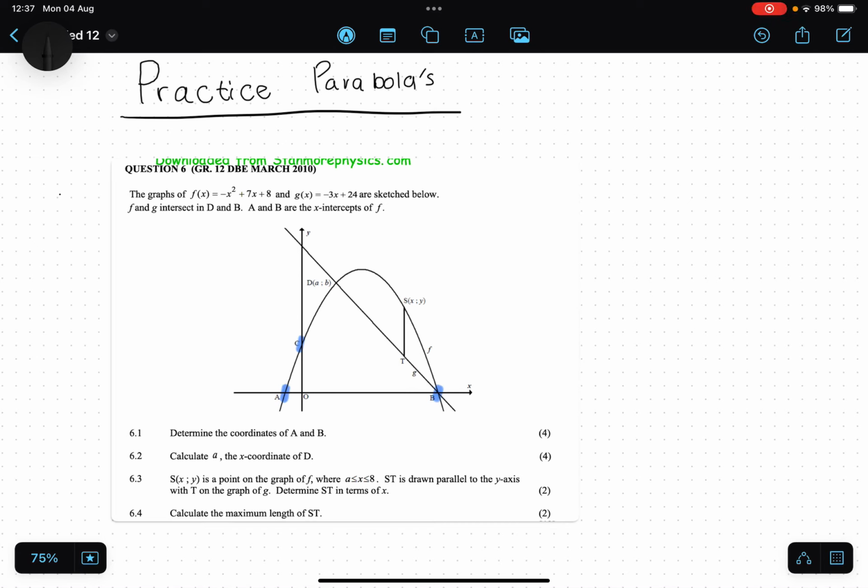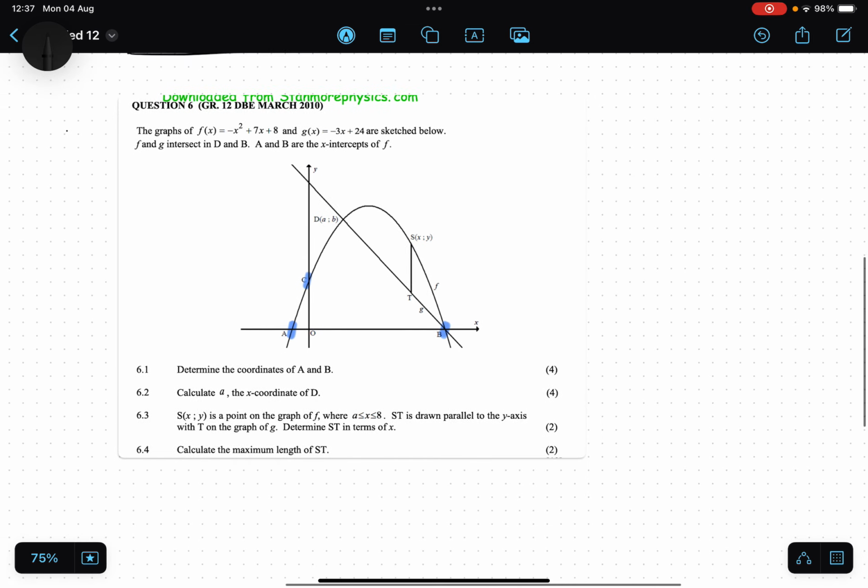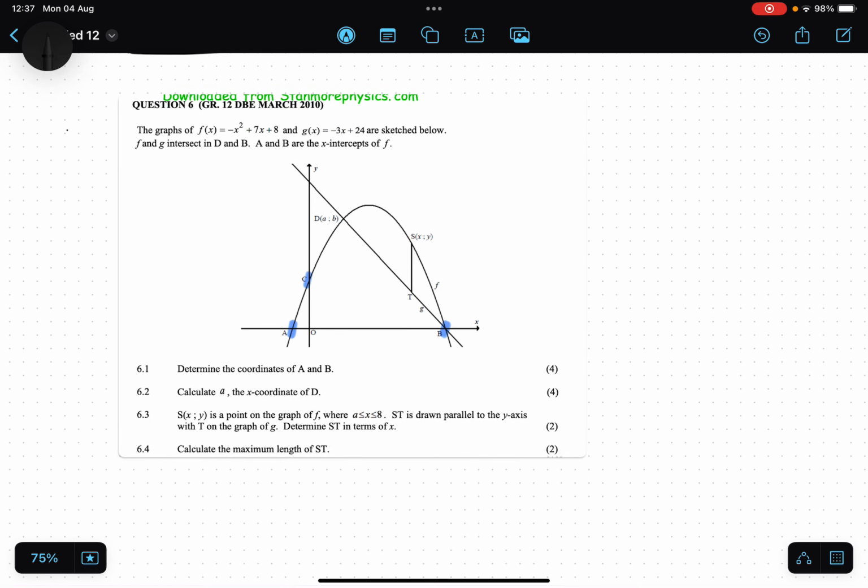So we're going to dive into this question, which is a matric level question. Okay, this is obviously CAPS, DEB, 2010 March, and it does come from a source online. Okay, so we've been given the two function equations, and I've highlighted the y-intercept and the x-intercepts. We are asked in the first question to find the coordinates of A and B. So A and B are the intersection with the x-axis.